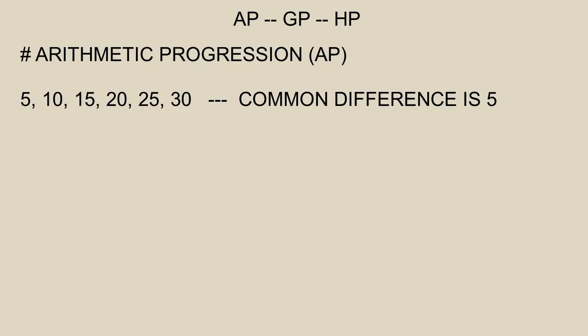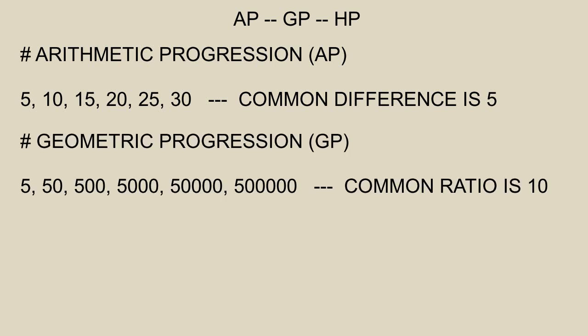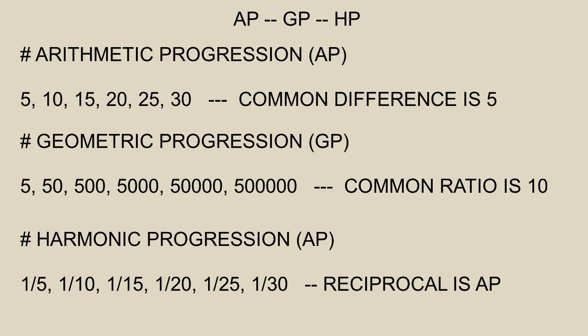So AP is basically when the difference between consecutive terms is the same, like 5, 10, 15, 20 with a common difference of 5. GP is basically when the ratio of the consecutive terms is the same. So 5, 50, 500, 5000 with a common ratio of 10. HP is not that common, but it's good to know. It is when the reciprocals of the given terms are in AP. So for our AP example, just put in the reciprocals here: 1 by 5, 1 by 10, 1 by 15, 1 by 20, and so on.